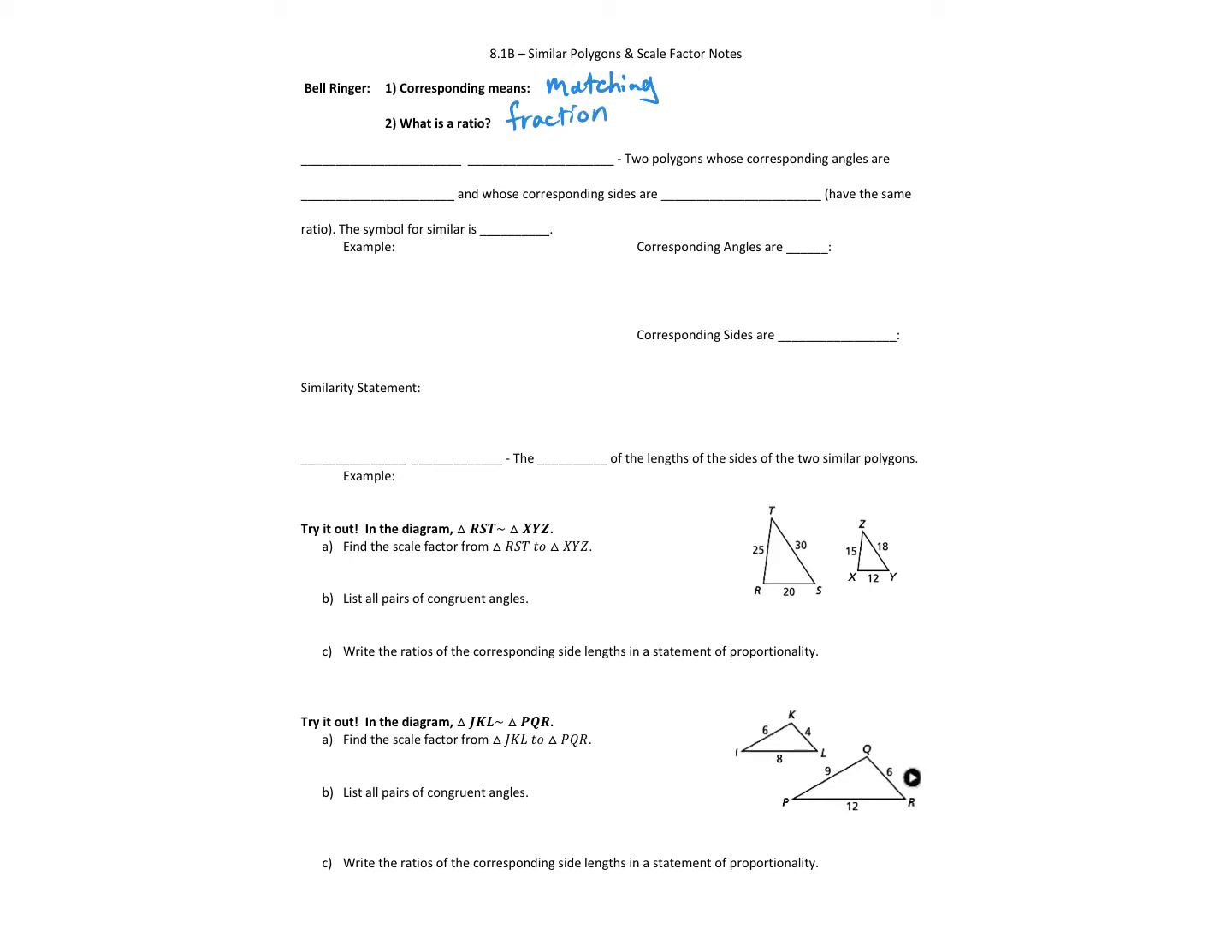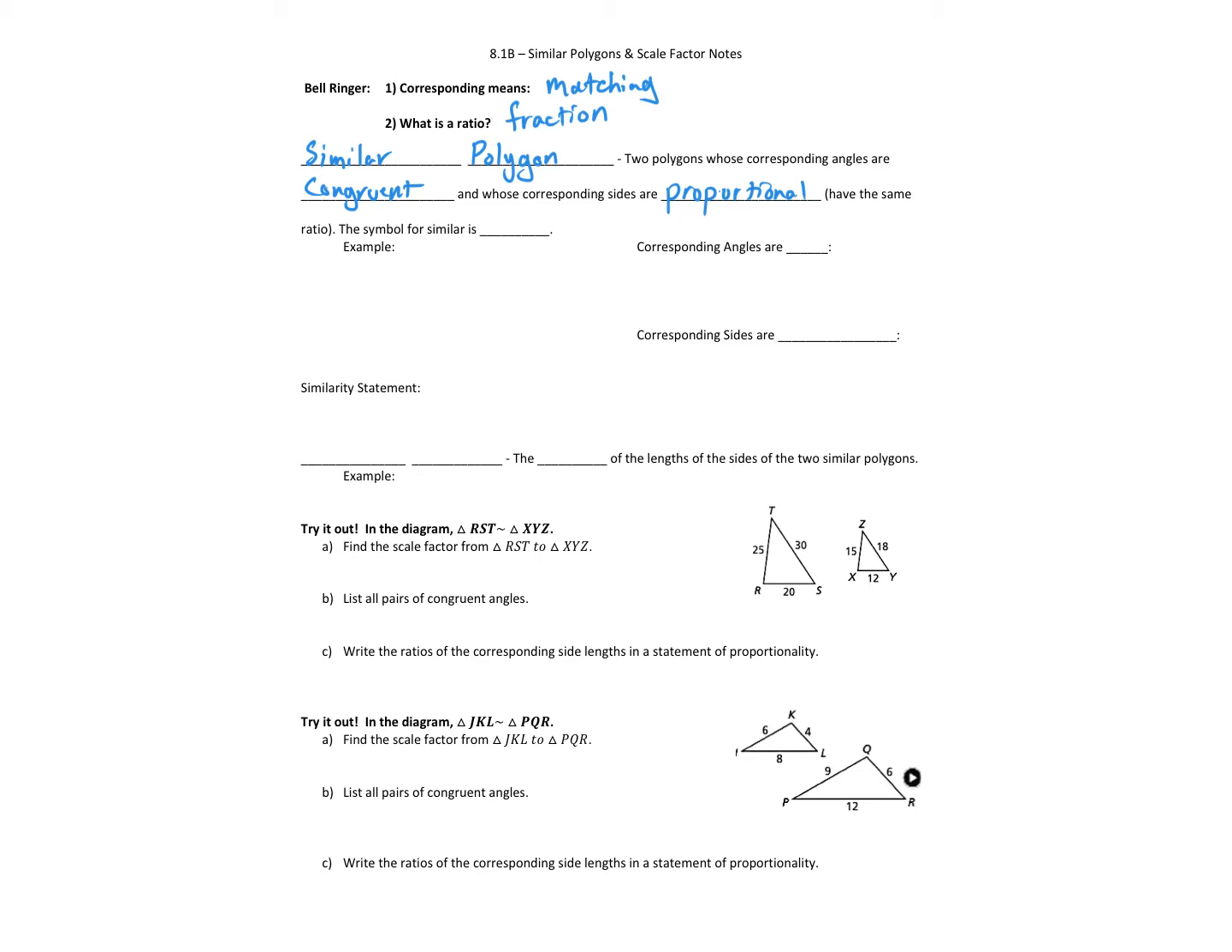Okay, another vocabulary. Similar polygons are two polygons whose corresponding angles are congruent. The angles are congruent and whose sides are proportional. They don't have to be congruent. The sides are proportional. That means they have to have the same ratio.